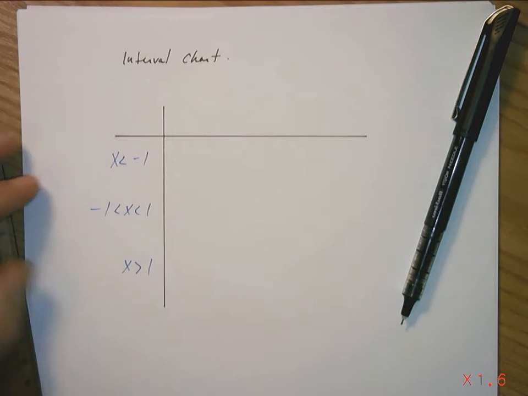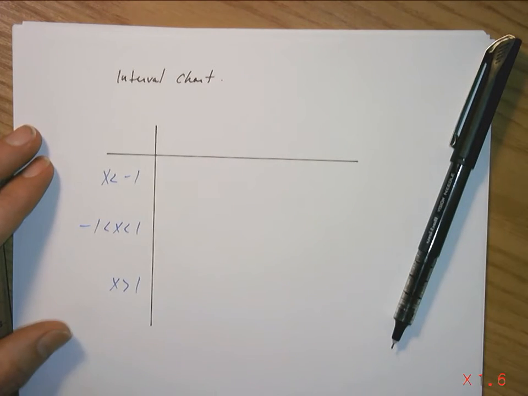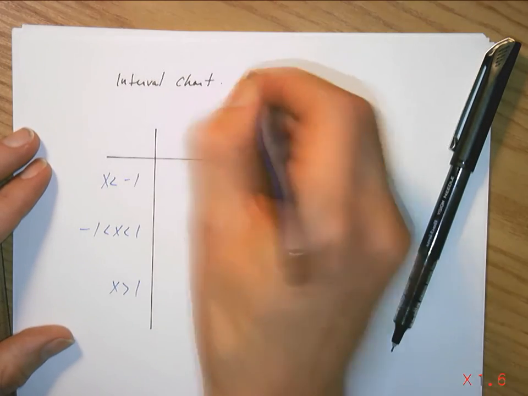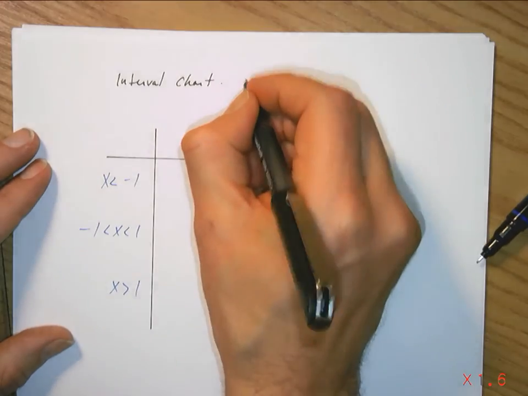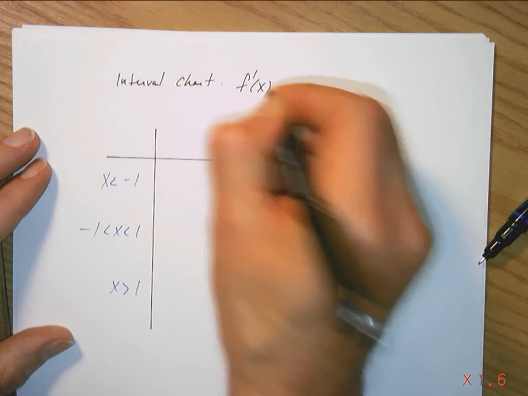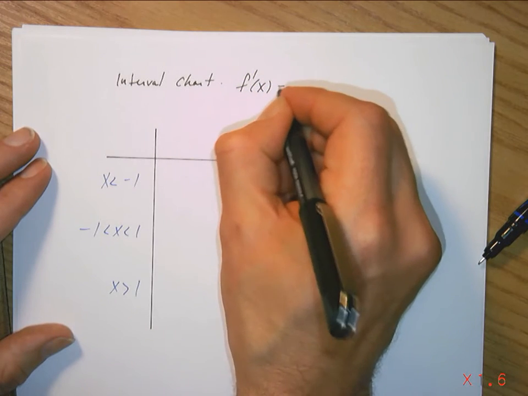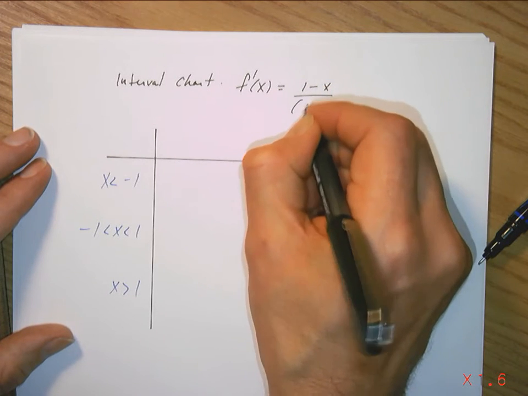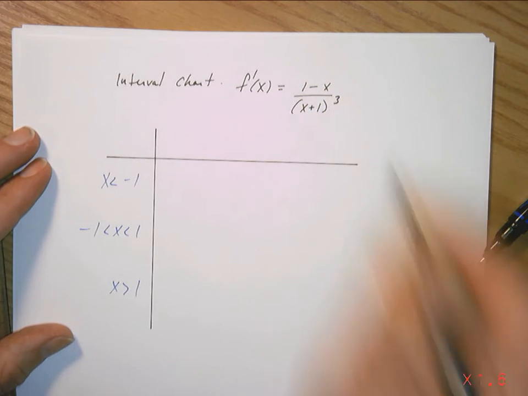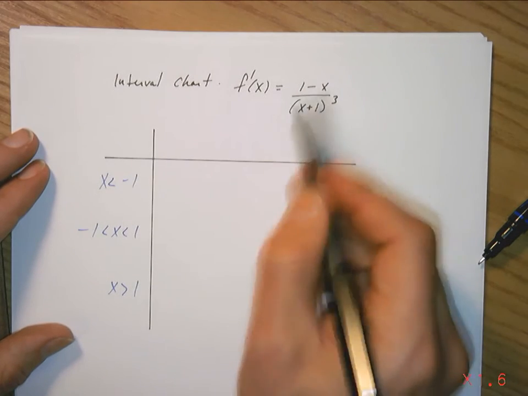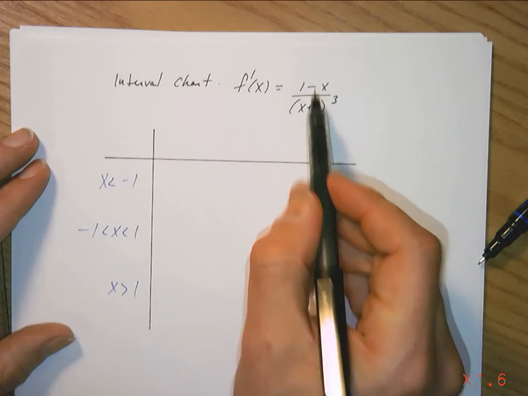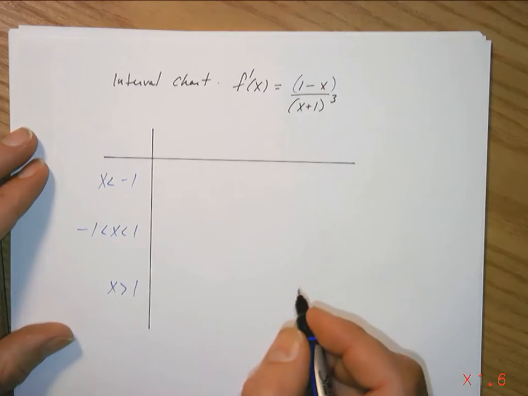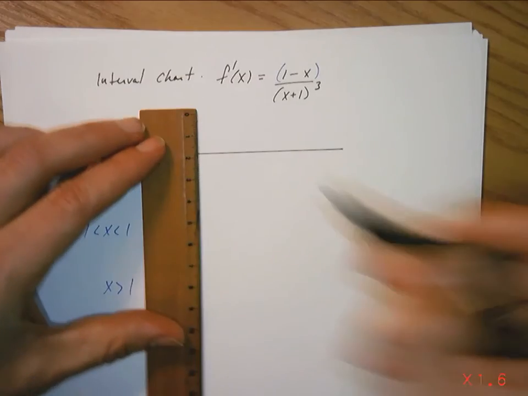Okay. This interval chart needs to tell us something about the sign of the second derivative. Now the first derivative. The first derivative is given by (1 - x) over (x + 1) cubed. I want to know about this sign. So what I'm going to do is take whatever is going to contribute to the overall sign of f prime, and put that in columns.